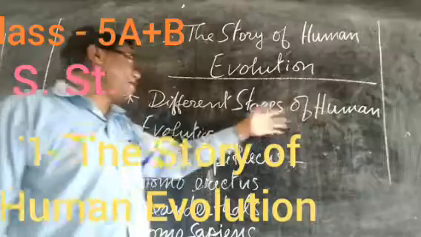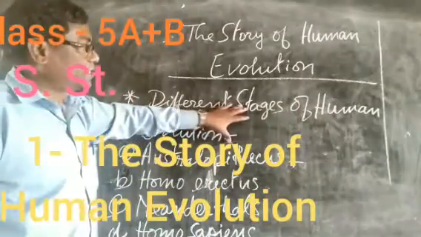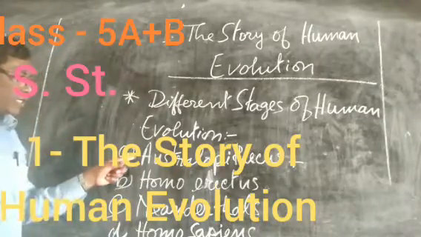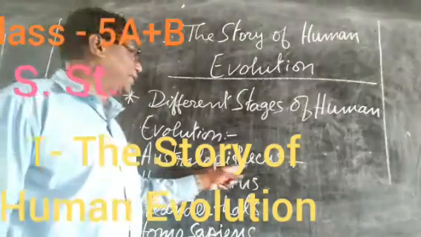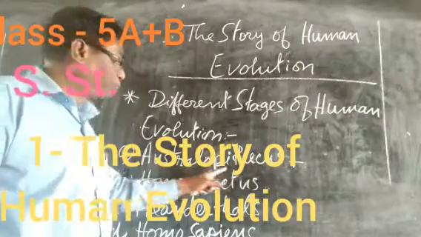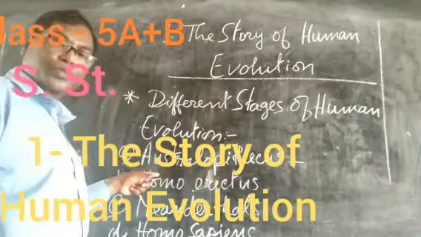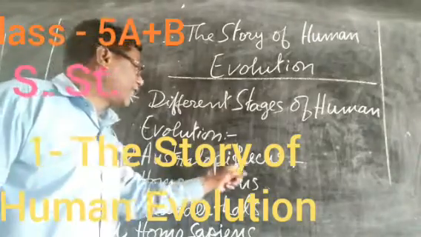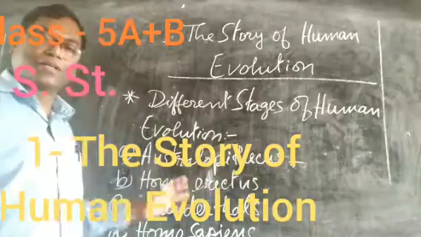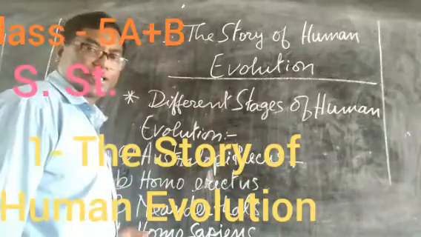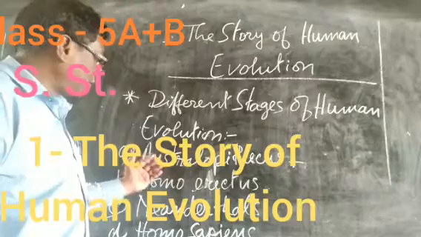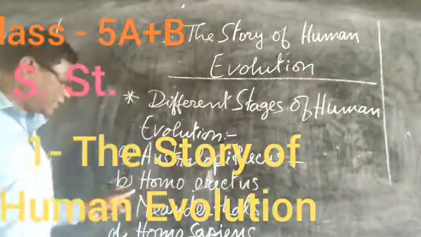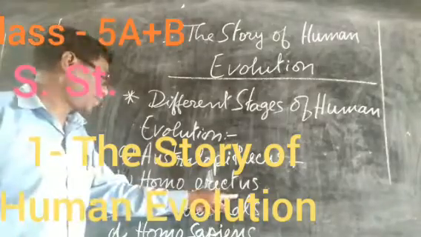So historians have divided these different stages of human evolution into 4 divisions. Number 1 is Australopithecus. Australopithecus is a big word. You have to divide it into different syllables and pronounce it. So the pronunciation is Australopithecus.